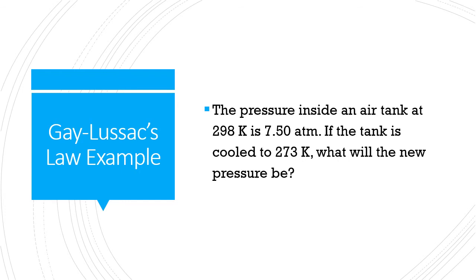Let's do an example calculation with Gay-Lussac's law. The pressure inside an air tank at 298 Kelvin is 7.50 atmospheres. If the tank is then cooled to 273 Kelvin, what will the new pressure be?